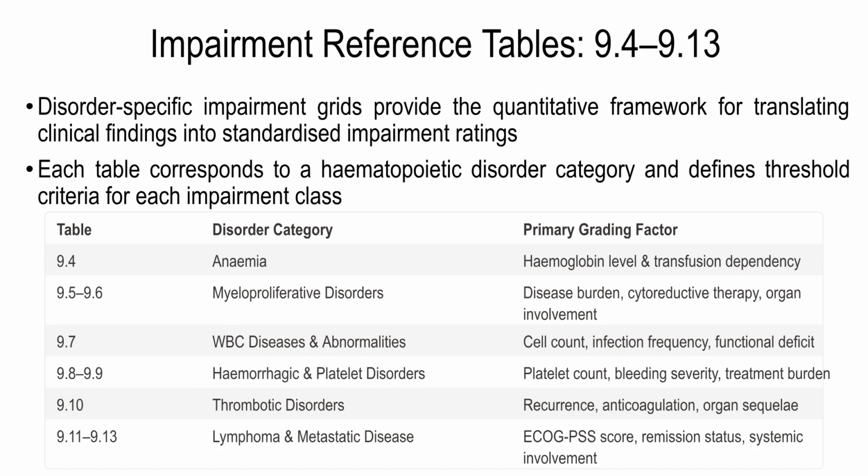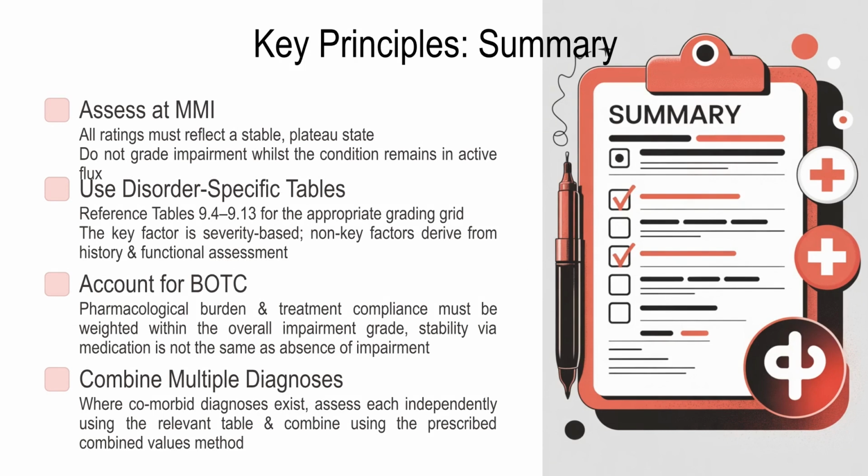Disorder-specific impairment tables provide the quantitative framework for standardized ratings. Each table corresponds to a disorder category and defines threshold criteria for each impairment class. In summary, key principles include assessing at MMI when the condition is stable, using disorder-specific tables for grading, accounting for the burden of treatment, and combining multiple diagnoses when necessary.